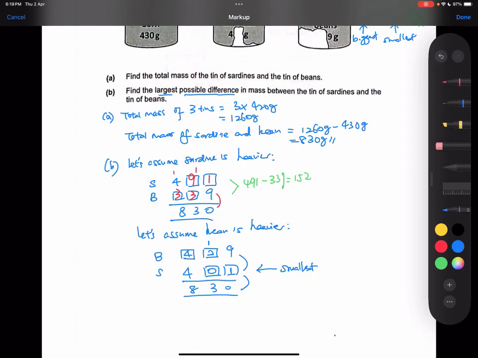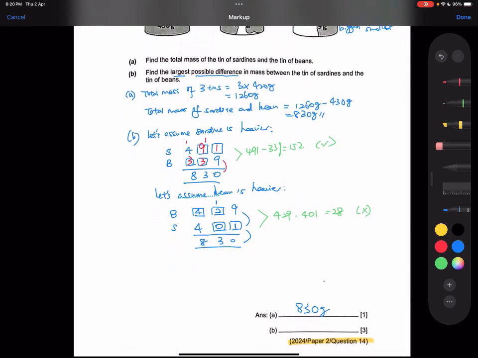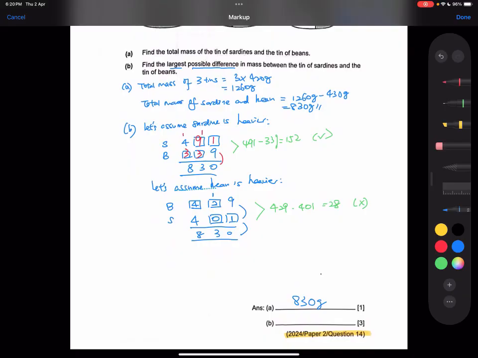Now, what is the difference between beans and sardine? 429 minus 401, that will give us 28. So comparing the two, we have 152, we have 28. Which one is bigger? 152. So 152 is correct, 28 is wrong. So what is our answer? Find the largest possible difference. The largest possible difference is 152 grams.